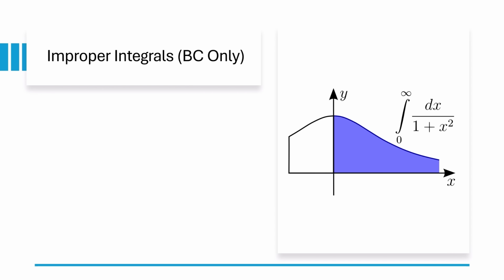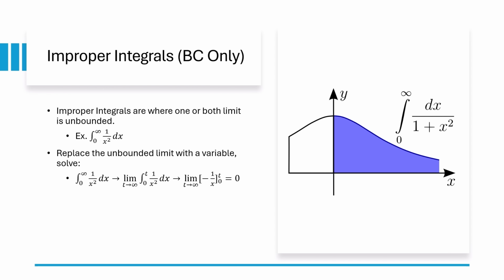Another BC topic is improper integrals. These occur when one or both limits are unbounded. For example, the integral from 0 to infinity of 1 over x squared. What you do to solve these is you replace the unbounded limit with a variable and take the limit as that variable approaches infinity or negative infinity. Then you evaluate the integral like normal, and then at the end, you plug in that limit.